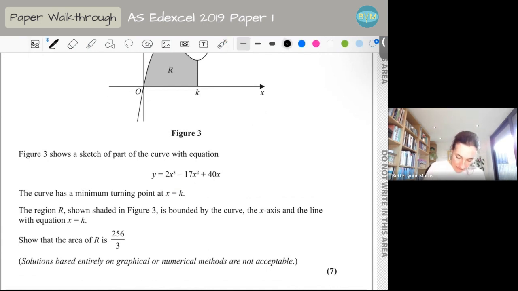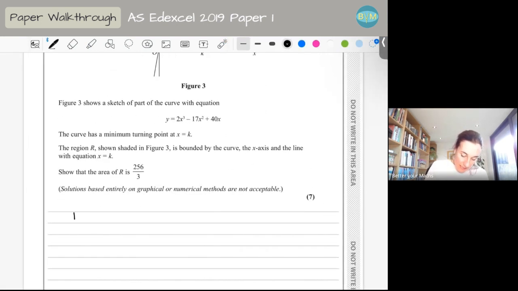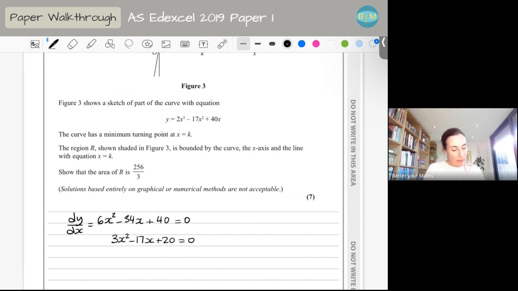So please, everyone differentiate. I have dy by dx is going to be, remember I multiply by the degree and reduce the degree by 1, 3x squared minus 34x plus 40. I'm going to make that equal to 0. So I have 3x squared minus 17x plus 20 equals 0. I'm going to use the calculator just to go faster. 3, minus 17 and 20. I have 4, so x minus 4 and 5/3.